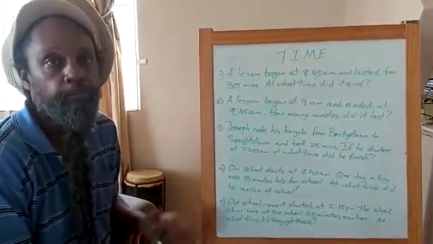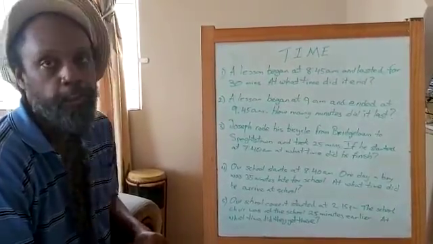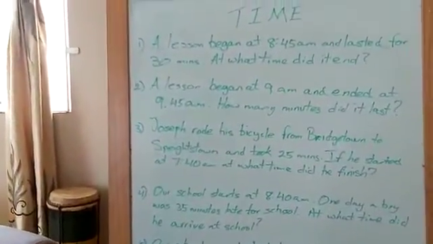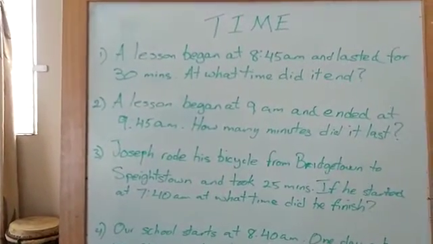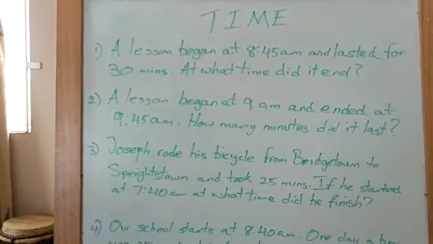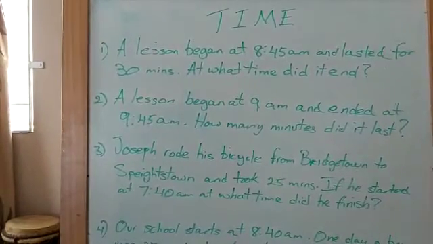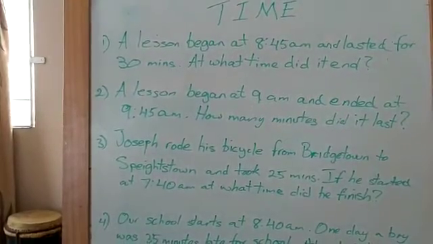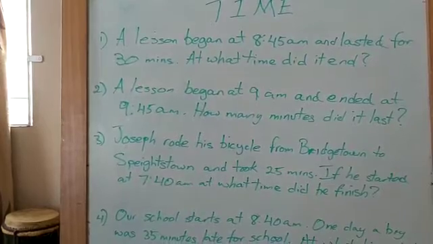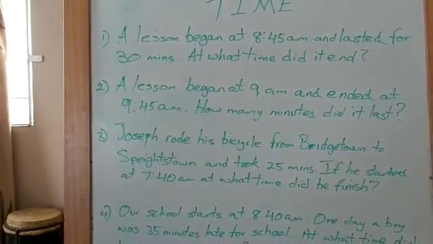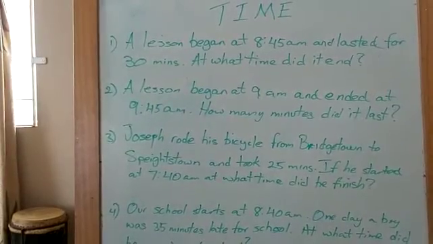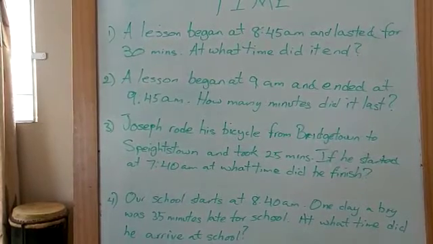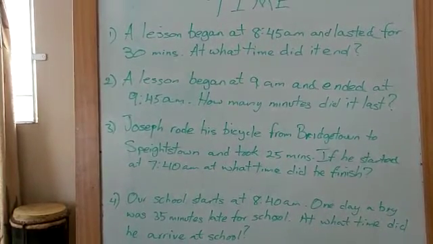Alright, so fun time once again. Time for some questions. So this is your exercise. First question. A lesson began at 8:45 a.m. and lasted for 30 minutes. At what time did it end? Number 2. A lesson began at 9 a.m. and ended at 9:45 a.m. How many minutes did it last? Number 3. Joseph rode his bicycle from Bridgetown to Speightstown and took 25 minutes. If he started at 7:40 a.m., at what time did he finish?